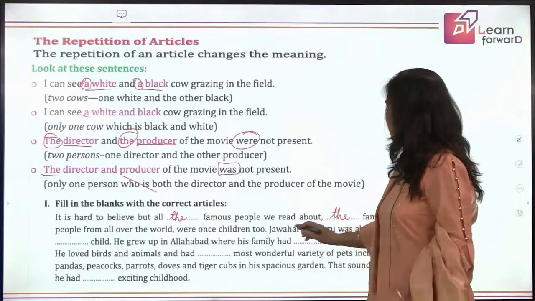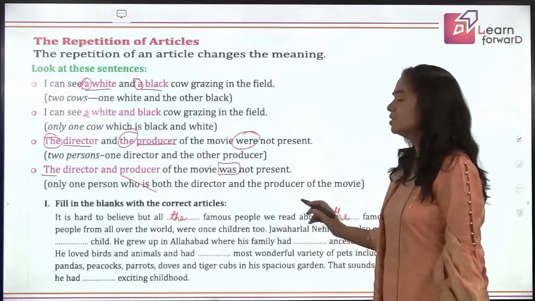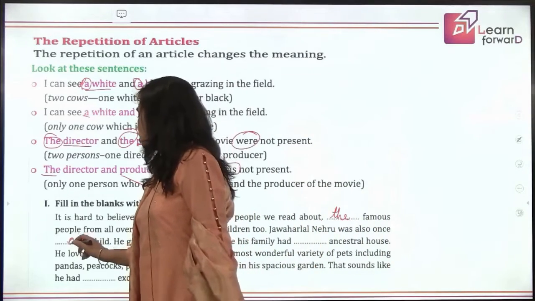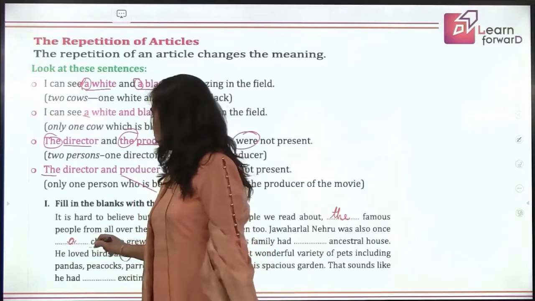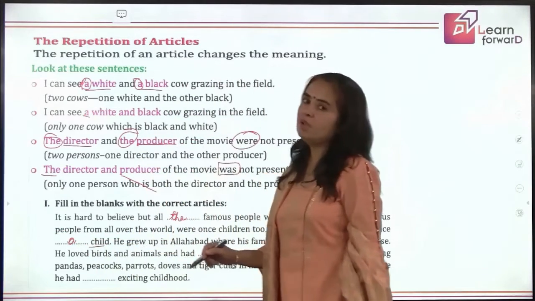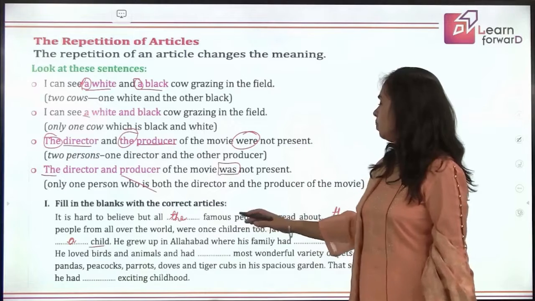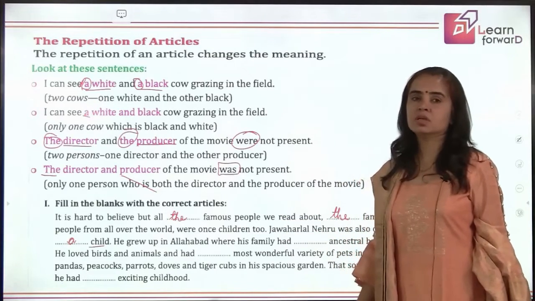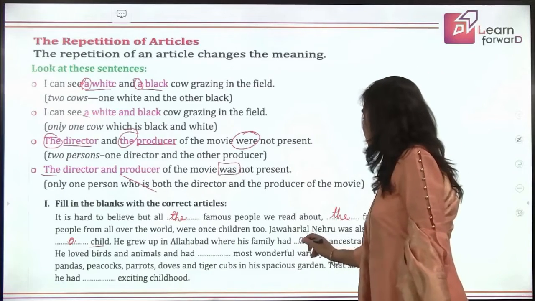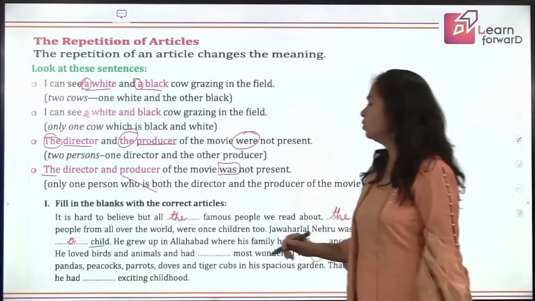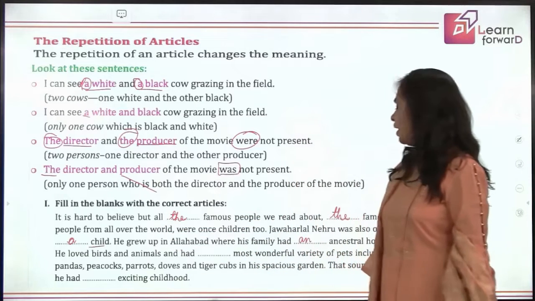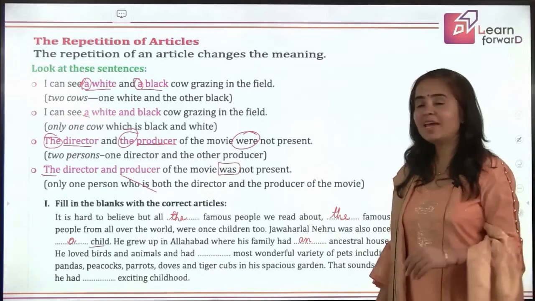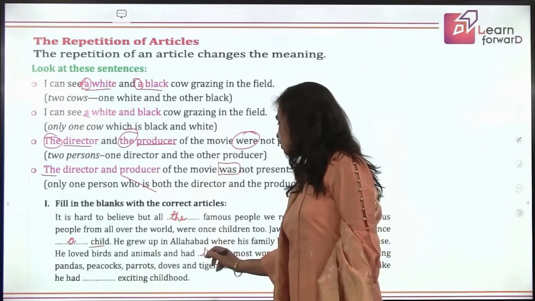Yes. Jawaharlal Nehru was also once a child, because we have here a singular noun and it is countable. We'll be using an article here. He grew up in Allahabad, where his family had an ancestral house. So yes, that's fine. An ancestral house. He loved birds and animals and had the most wonderful. So what will come here? Okay, the. Can you tell me why will you use the here?